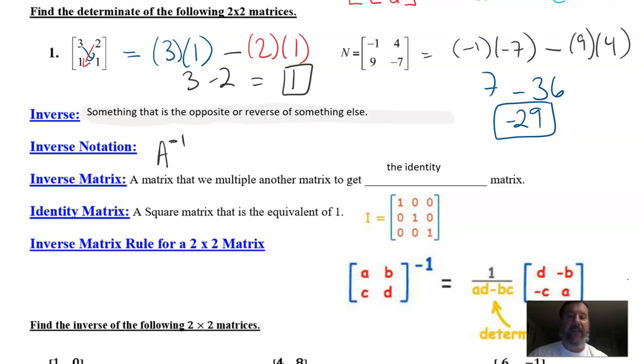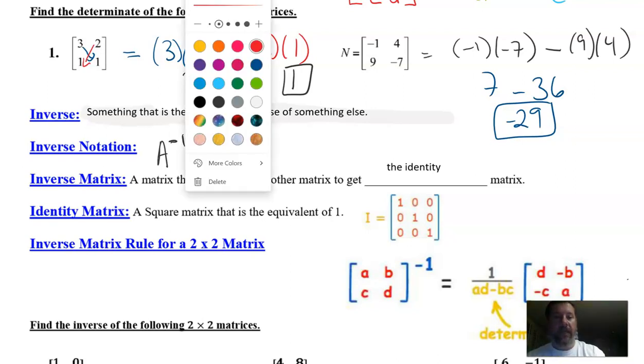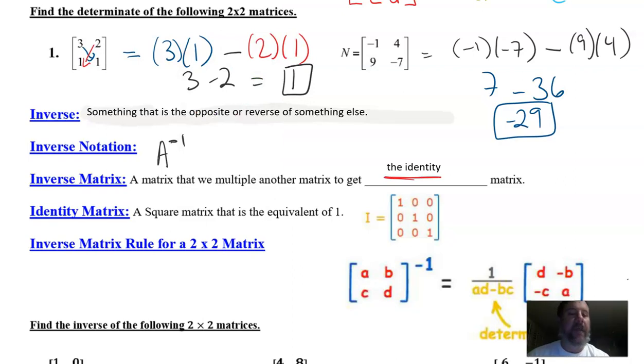All right. And so an inverse matrix is a matrix that we multiply by another matrix to get what we call the identity matrix. Okay? The identity matrix. And so what's the identity matrix, you say? Well, the identity matrix is a square matrix that is the equivalent of 1. If you multiply a matrix by the identity matrix, it's not going to change what it is. Any matrix I multiply by the identity matrix, it's going to give you the same matrix back. It's like multiplying by 1. 5 times 1 is 5. 7 times 1 is 7.